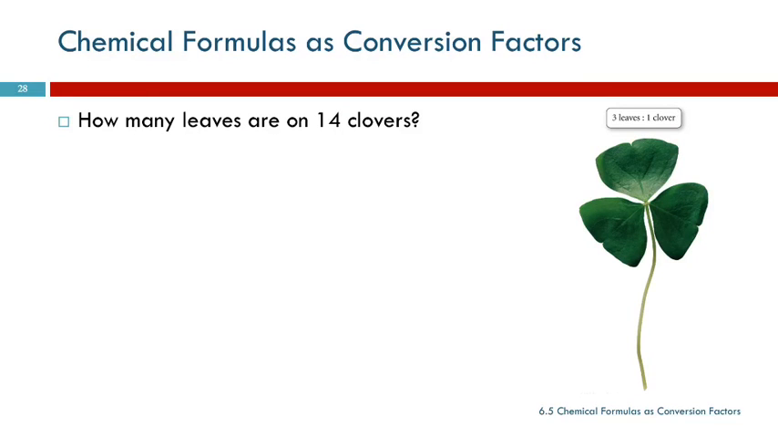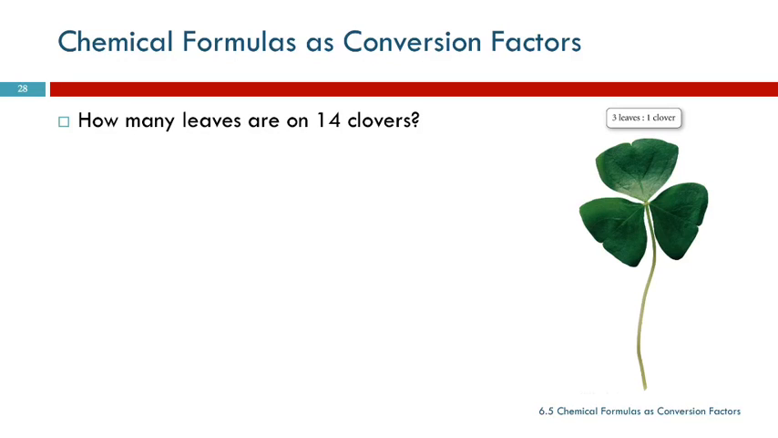So this might seem like a silly question, but how many leaves are on 14 clovers? And we're not talking about the 4-leaf ones, just the regular ones. So on 14 clovers, how many leaves would there be? 42. That's awesome. How'd you do that? Pardon me? With a calculator. With a calculator. But you had to figure out what to do, right?